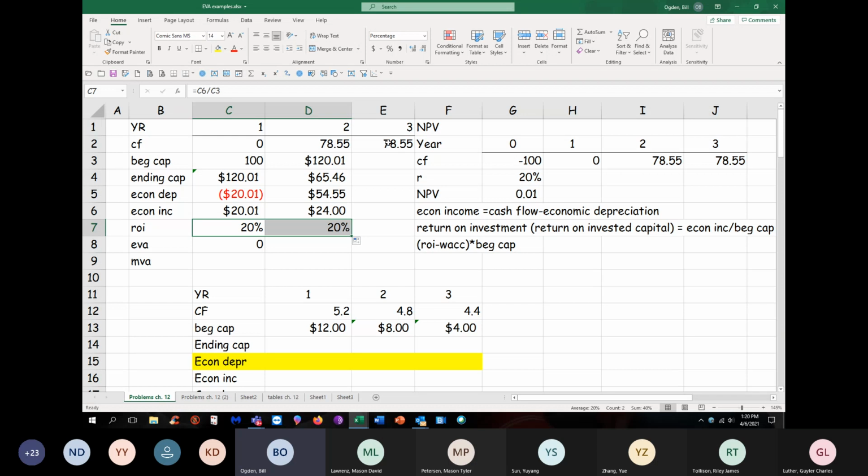And then one more year to go. Well, here we go. This method of finding the beginning cap is pretty straightforward. It's just the ending cap from the previous year. Now, what's the ending cap? The present value of all future expected cash flows. Well, there are none, so this will come out 0. And then we'll set our economic depreciation. You know, we can just copy these. And away you go.